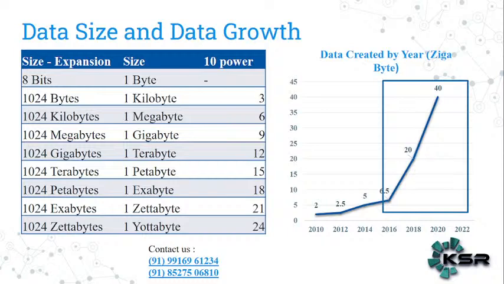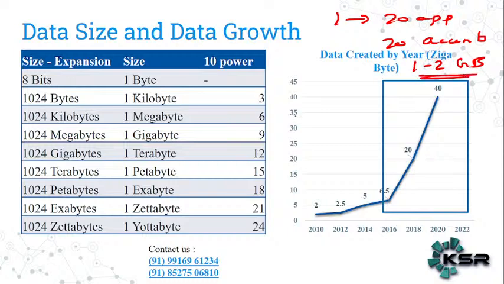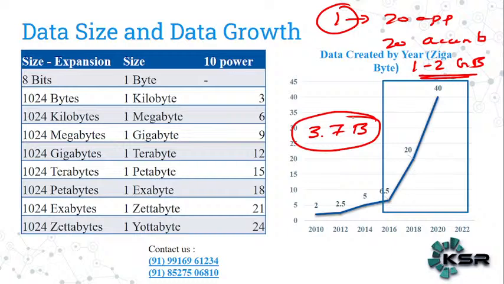Just imagine, one person, 20 apps, 20 accounts using approximately 1 to 2 GB of data every day. I'm talking about one person. 3.7 billion people are using the internet today. Just do a mind calculation. One person, 20 apps. 3.7 billion people into 20 apps, into 20 accounts, into 1 GB on an average. Imagine how much data they're generating.